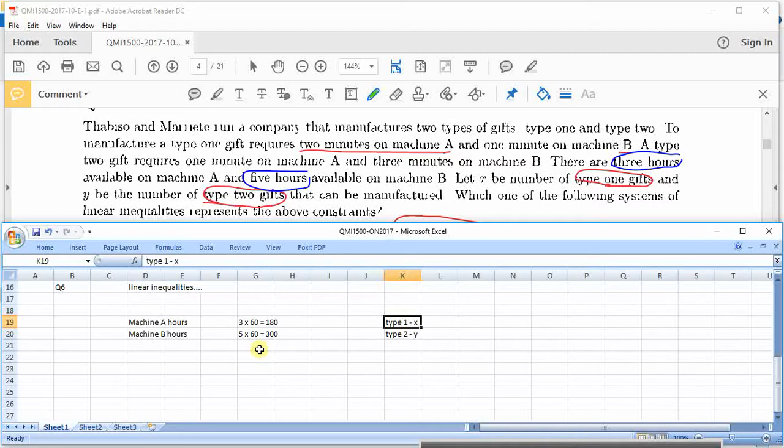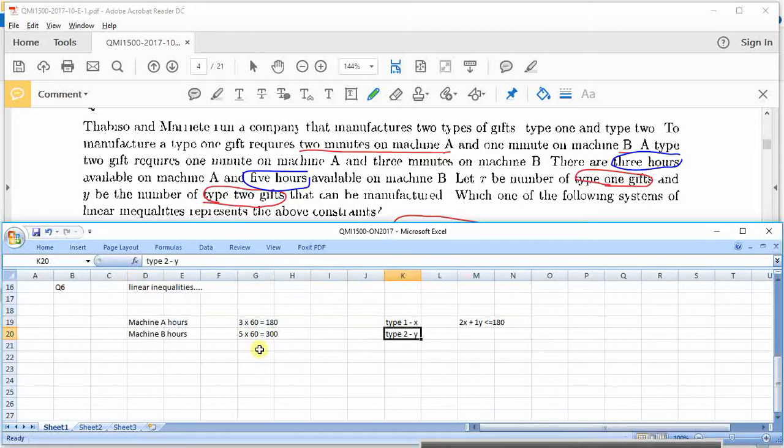To manufacture a type 1 gift requires 2 minutes on machine A. So 2 minutes on machine A produces a type 1 gift, plus a type 2 gift requires 1 minute on machine A. So 2x plus 1y, less than or equal to 180. That's fine, I'm happy with the first bit. That's the machine hours.